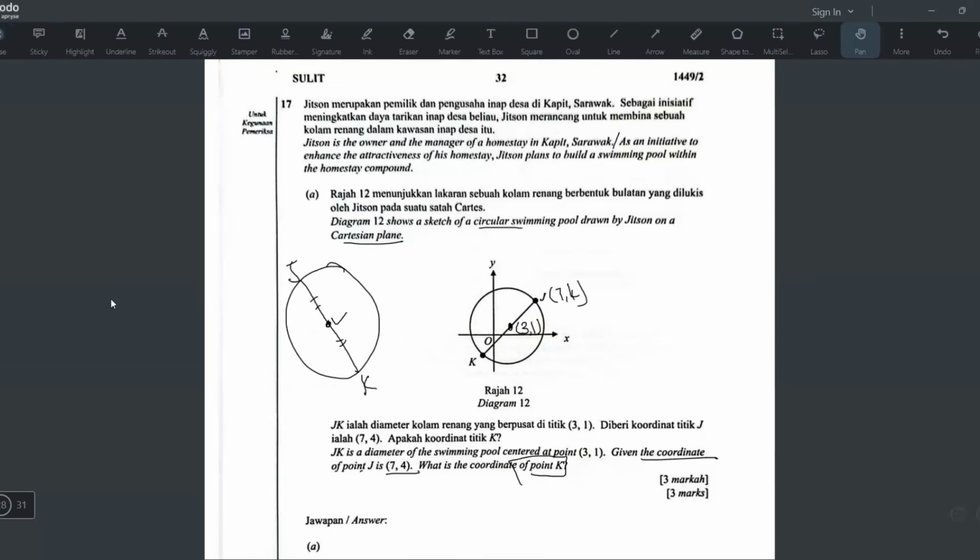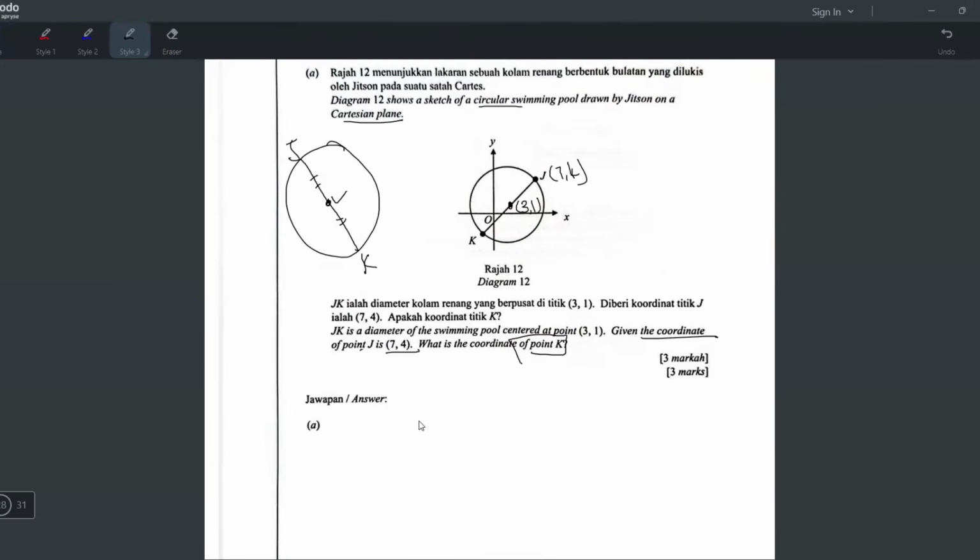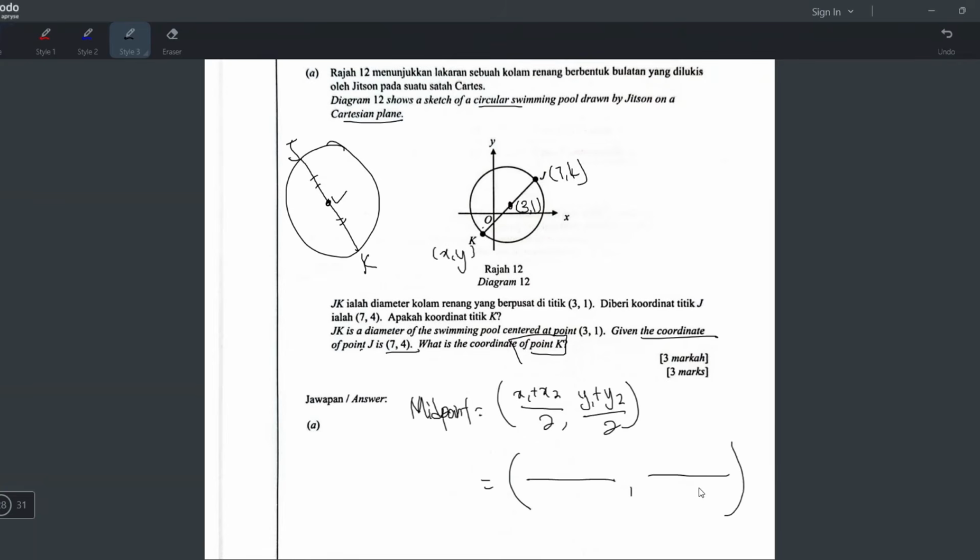This one is easy. Just use the midpoint formula. The midpoint formula is (x1 plus x2) divided by 2, (y1 plus y2) divided by 2, where the points are J and K. I'm trying to find point K, so let's call point K (x, y) for now. When finding the midpoint, we take the endpoints, add them and divide by 2. So it will be (x plus 7) divided by 2, and (y plus 4) divided by 2.